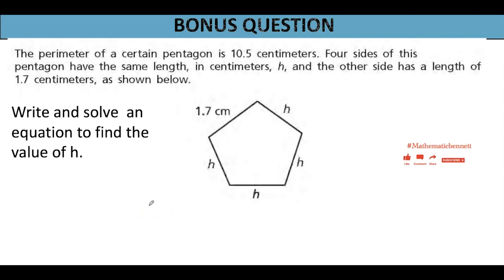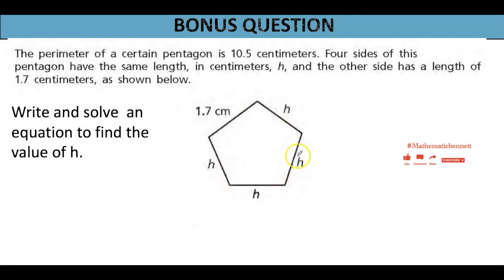And our bonus question. The perimeter of a certain pentagon is 10.5 centimeters. Four sides of this pentagon have the same length in centimeters, h. And the other side has a length of 1.7 centimeters as shown below. So they are saying this is a pentagon, this side is 1.7, and the other four sides are equal. And they use h to represent the other four sides.